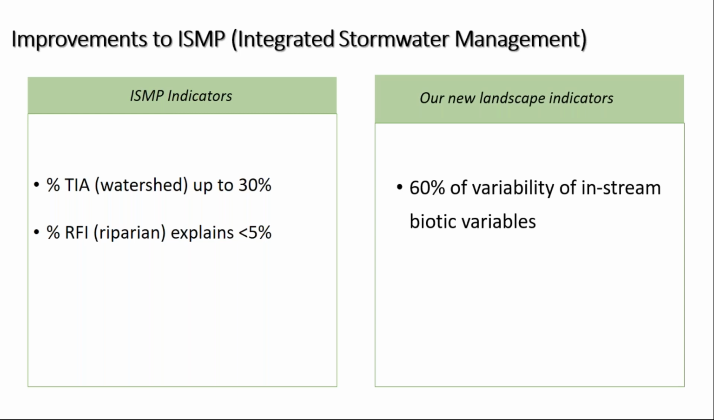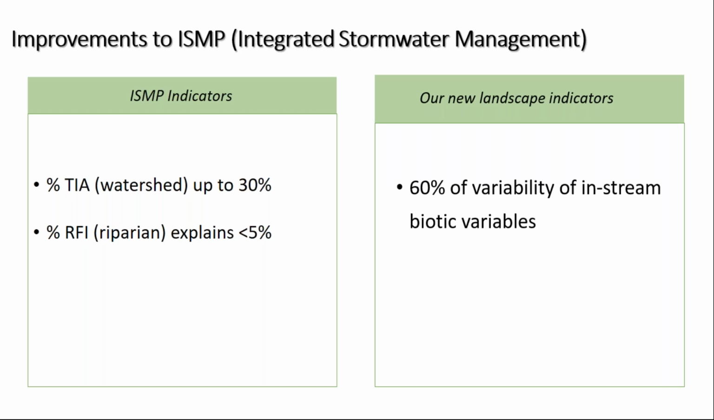Just to make the take-home message right up front and simplify it a bit, we found that the conventional ISMP indicators explain at most 30% of what's going on in streams. If we build regression models using impervious surface to predict the status of streams, and some of the percent riparian forest integrity indicators explain less than 5% of water chemistry or biotic indices of biotic integrity.